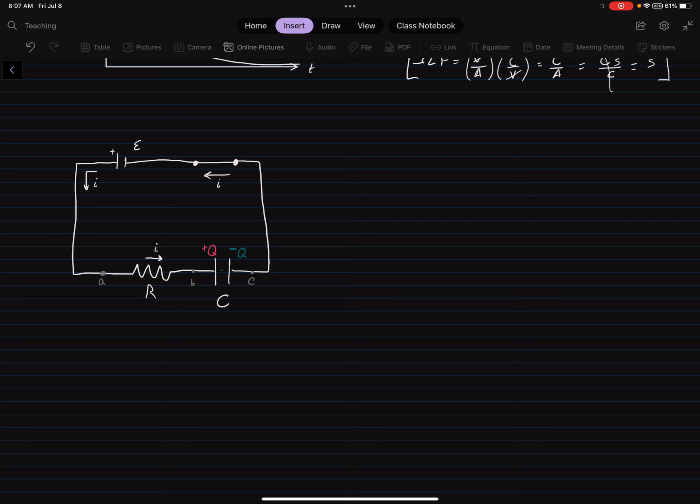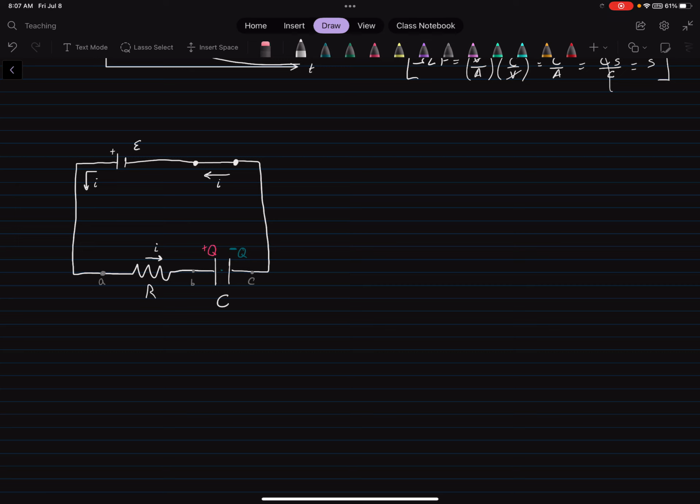All right, so now discharging. In order to discharge a capacitor, what you need to do is to remove the original EMF source that charged it, or you have to remove the competing voltage source, right?